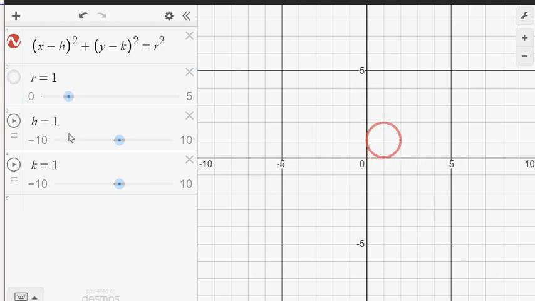And now we're going to look at what happens when we change the value of h. So h is the number we subtract from x, and as we make h bigger, it goes to the right, and as we make h smaller, it goes to the left. And k is the number that makes it go up and down. It's the number that's subtracted from y, and that makes it go up or down.